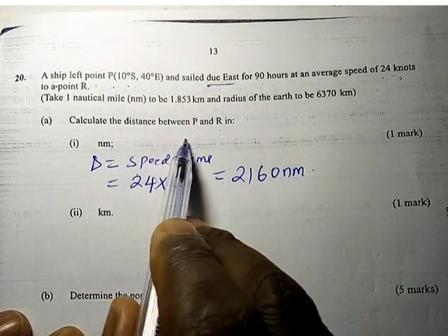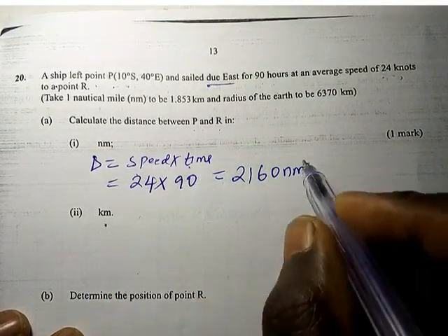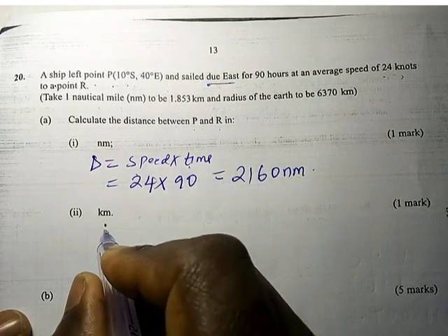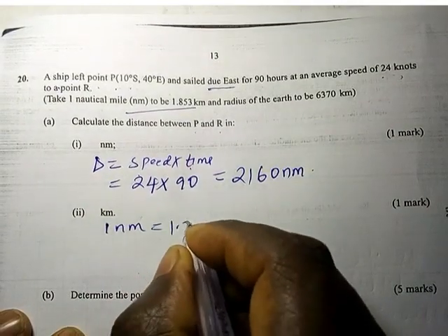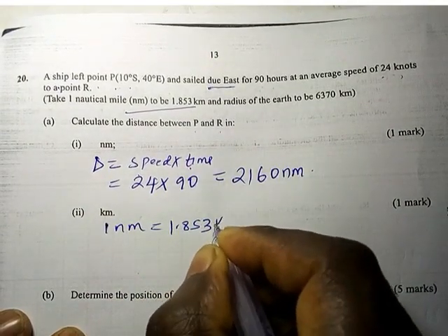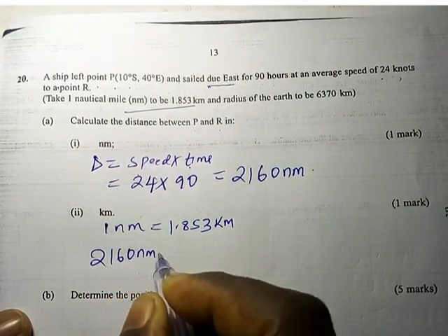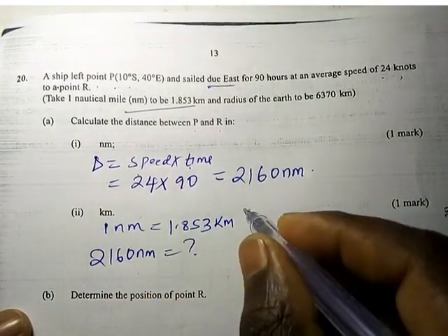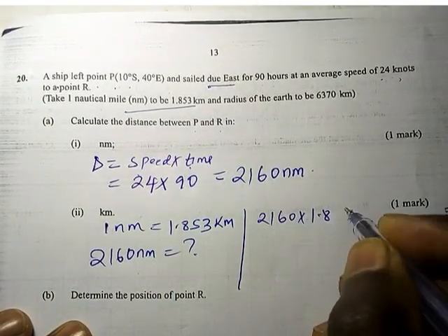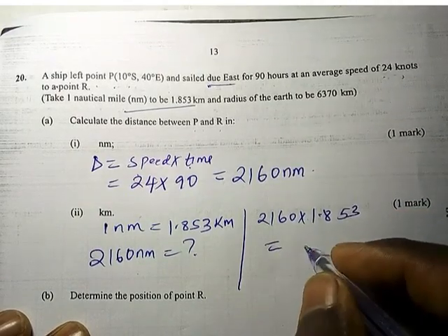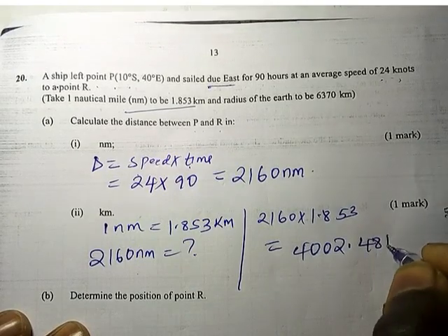Calculate the distance in kilometers. We have nautical miles now, but we know 1 nautical mile is equal to 1.853 kilometers. So 2160 nautical miles will be what? It is 2160 times 1.853. That one is 4,002 kilometers.